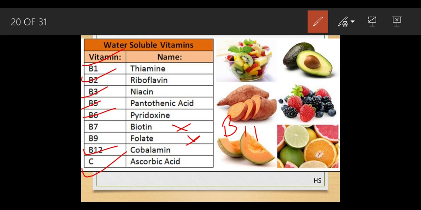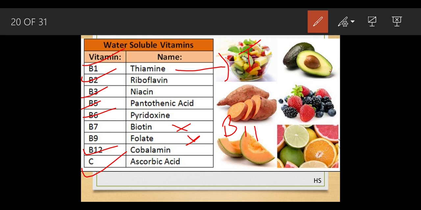The names are thiamine, riboflavin, niacin, pantothenic acid, pyridoxine, folic acid, cobalamin, and ascorbic acid. I'm going to give you a shortcut, so take a pen and notebook with you. The shortcut is: Ronaldo and Paolo played for Chelsea and Arsenal. Thiamine stands for T.